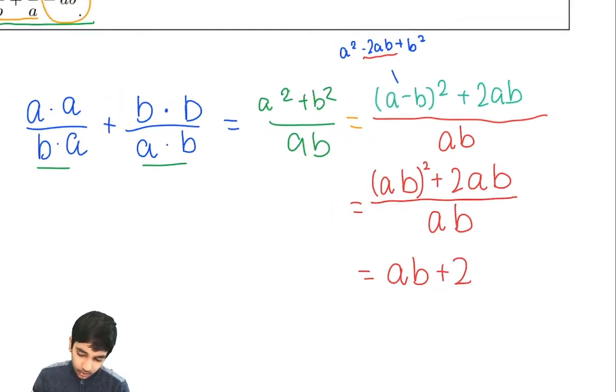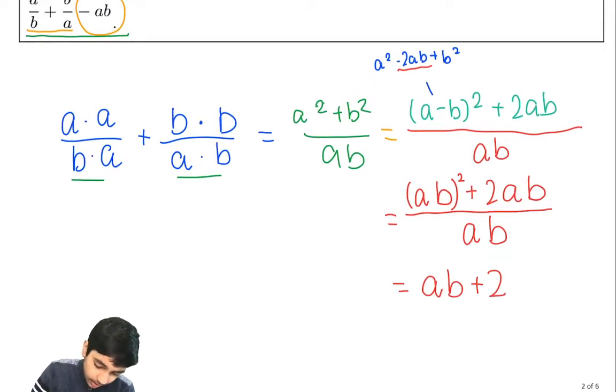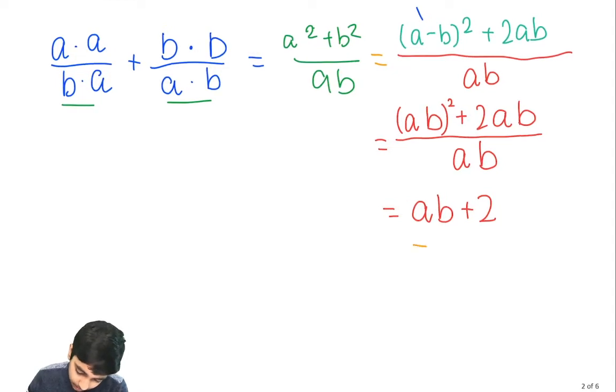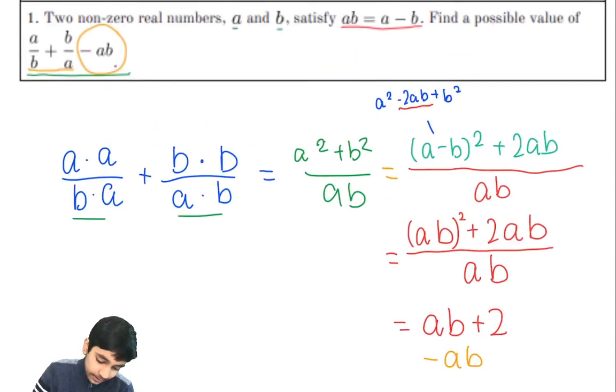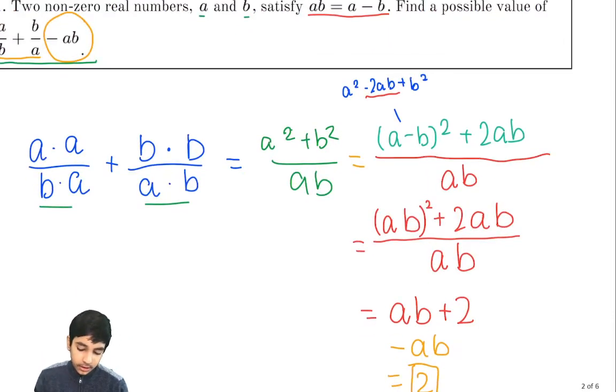Because now what we can do is subtract ab. So we do minus ab, because remember we have to do minus ab, we were leaving that till the end, and we get 2 as the answer. So to summarize, the key steps were to rewrite the fractions in terms of an equation, and then make our substitution. And then we get some terms canceling out really nicely.